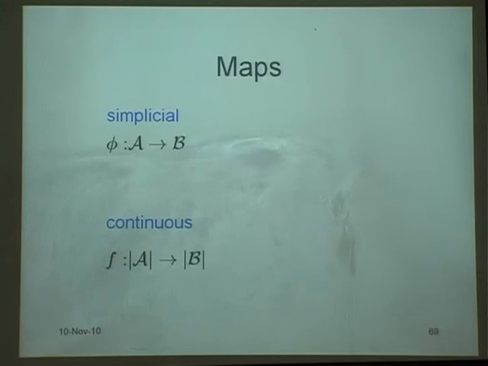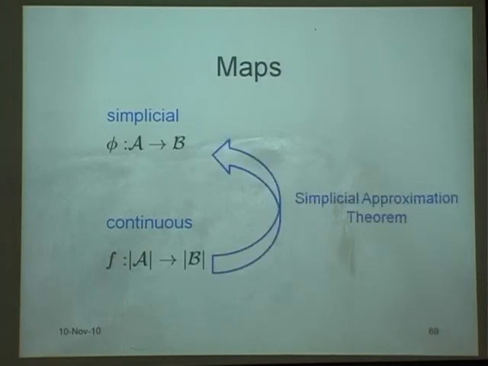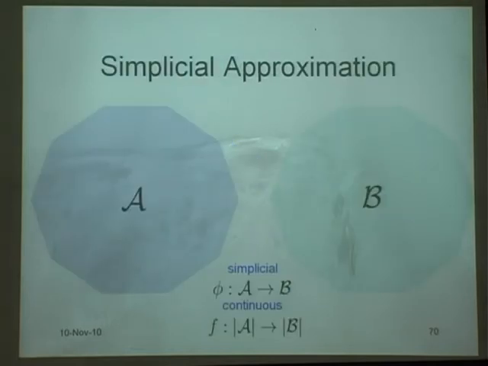The other way is a little bit more complicated. Here we need something called the simplicial approximation theorem, which says that if I'm given a continuous map, I can approximate it with a simplicial map. Unfortunately, it won't be a simplicial map between these two complexes. It'll be between a subdivision of this complex and the other one. So let me explain how that works.